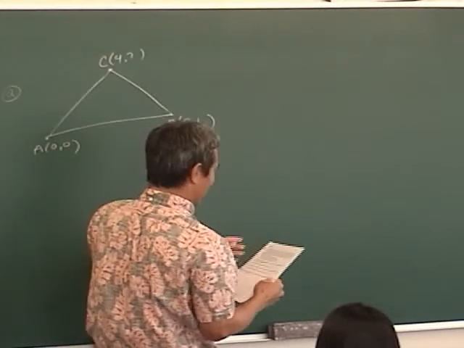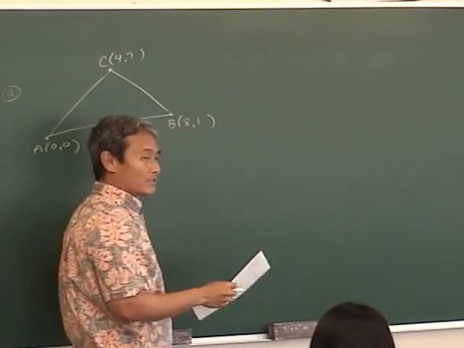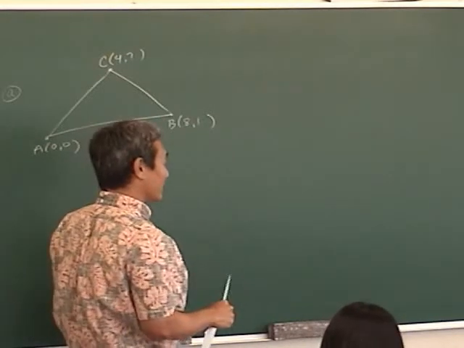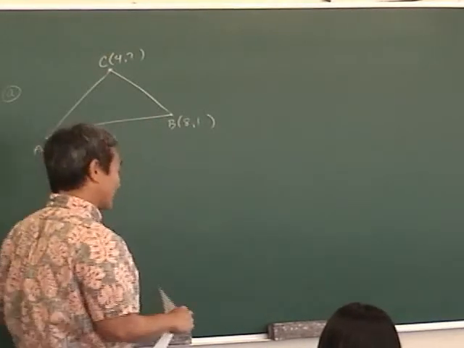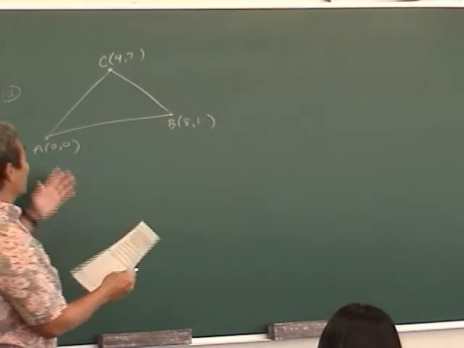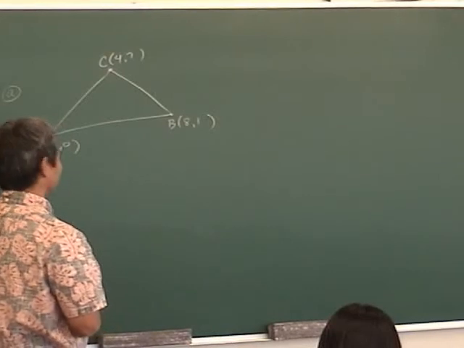Okay, so it says find the coordinates of the centroid. What the heck is the centroid? It's the intersection of the medians. Now, didn't I show you how to write the equation of a median last week? Yeah, so just how many medians does a triangle have?